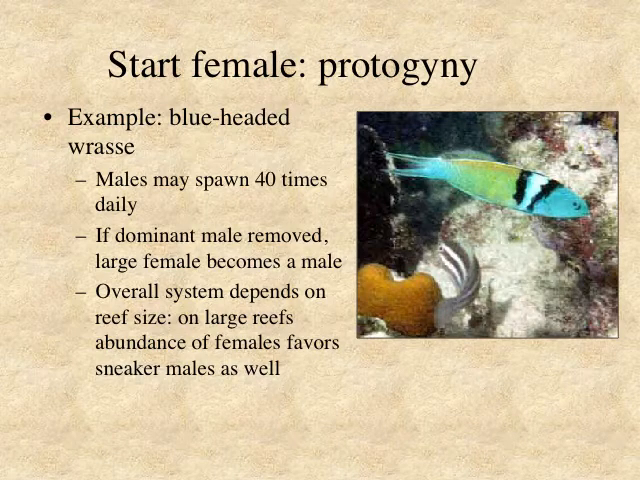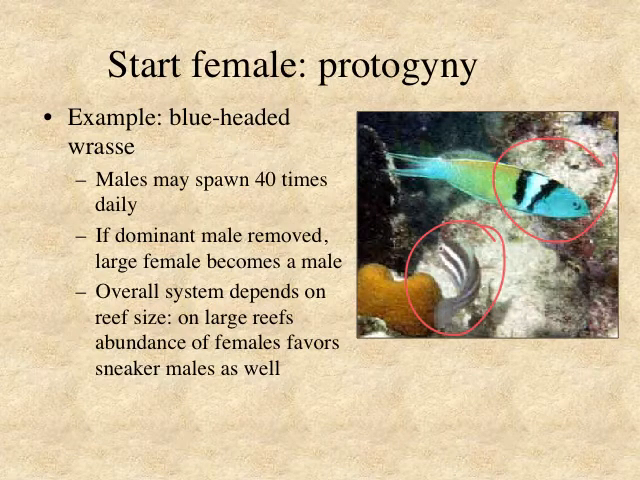So a life history strategy called protogyny is when the fish start as females, and then as they get bigger and bigger and bigger, they may change sex and become a male. So blue-headed wrasse, a male that is the winner of the reef that holds the harem, he might spawn 40 times each day. This is the male. This is a female here. The male has very, very high fitness if he is the dominant male on that reef. And if you remove that dominant male, like catch him in a net or whatever, then a large female changes sex and becomes the new dominant male on that reef.